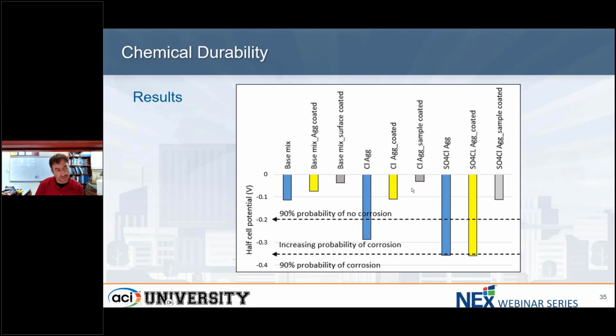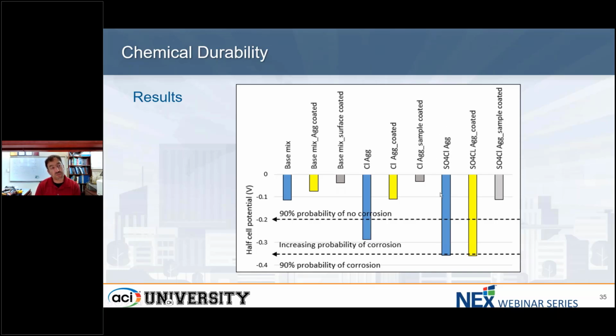Now, I want to caution, if you're not familiar with half cell potential measurements, it is, and again, in my opinion, dubious to say, like, if you look at chloride contaminated and the aggregates coated or sample coated, that, oh, look, you cut it in half or you cut it by 70%. That's not really how potential measurements work, especially in how we measure them here. So I would not go so far as to say that coating the sample is better than coating the aggregates, just that both work to prevent the corrosion of the rebar.